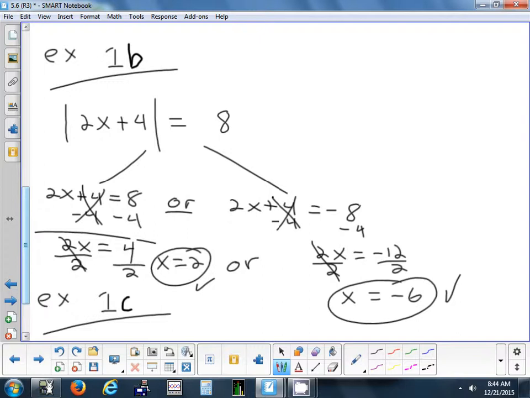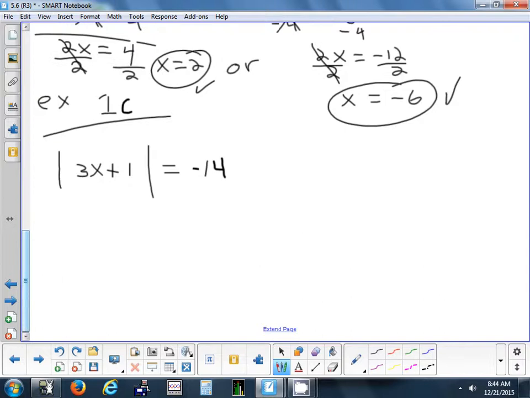Okay? So we just checked them to make sure they worked. Let's try the last one of this type. 3x plus 1 equals -14. Okay, what would I do first here? What do you think, Logan? What do you think?